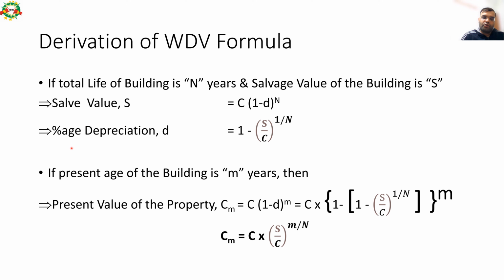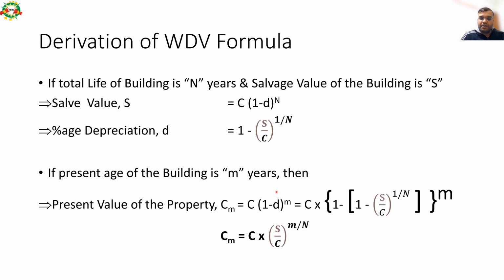Now if we want to calculate the present depreciated value of the building after, say, M years, what is the value? CM is equal to C, the original RCN, multiplied by (1 minus D) raised to power M. Here we had considered N as the total life, and here M is the present age of the building. So CM is equal to C into, if we open this, we put the value of D from this formula into this, so it will be equal to this.